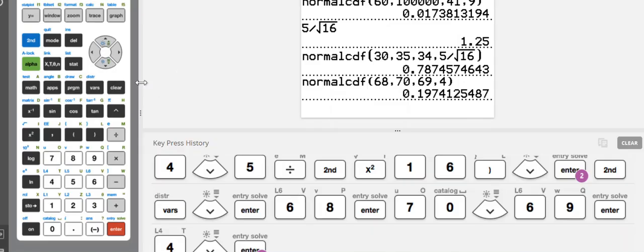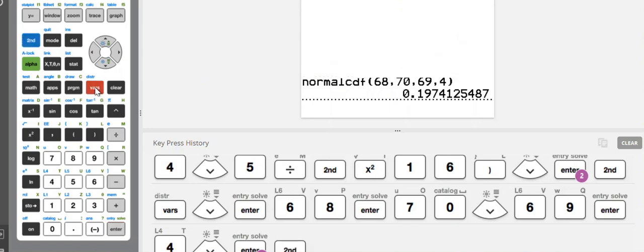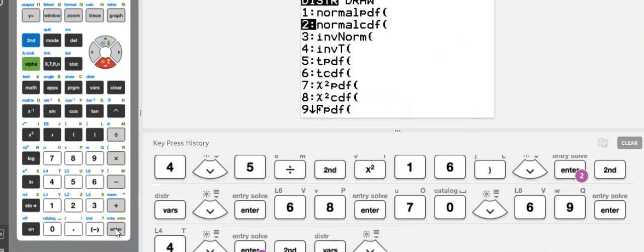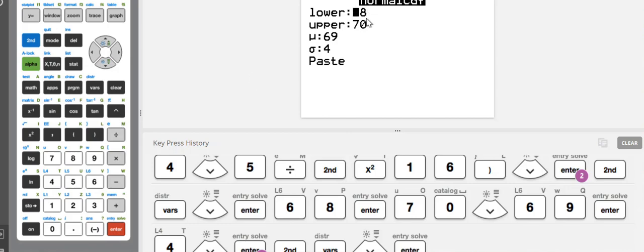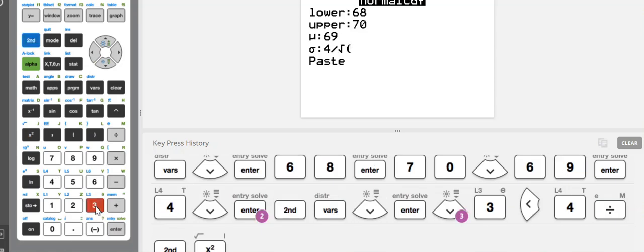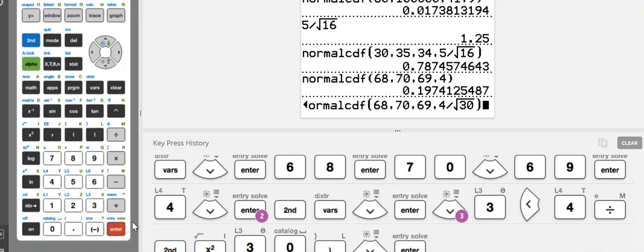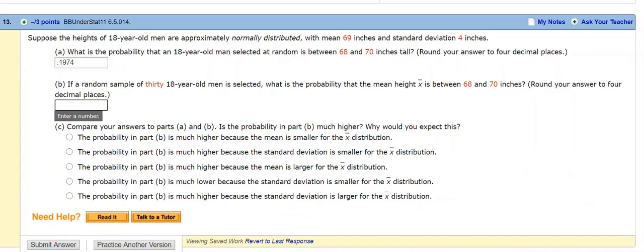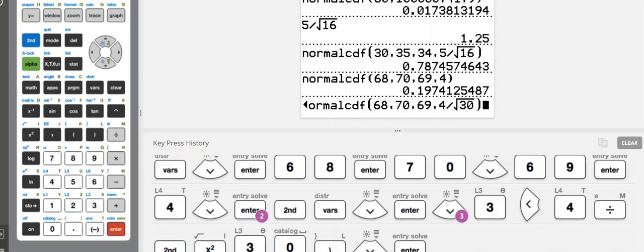So in the same idea as before, I select everything. My lower is 68, my upper is 70, my mean is 69, and I have 4 divided by the square root of 30. And I'm going to paste that. So let me make sure I have the right question here. So the random sample is 30, the height is between 68 and 70, and the standard deviation was 4. So double check all those numbers.